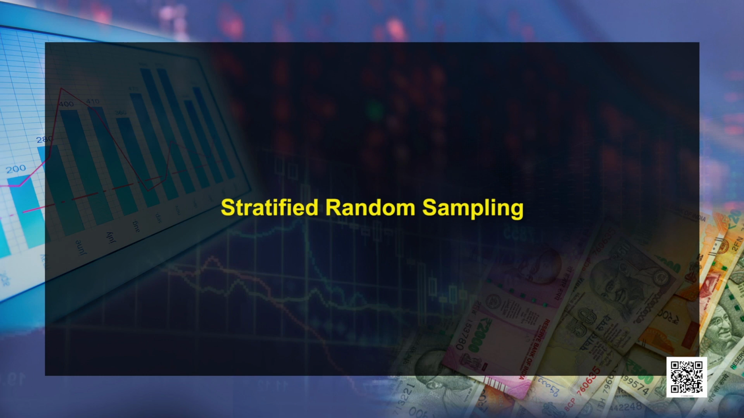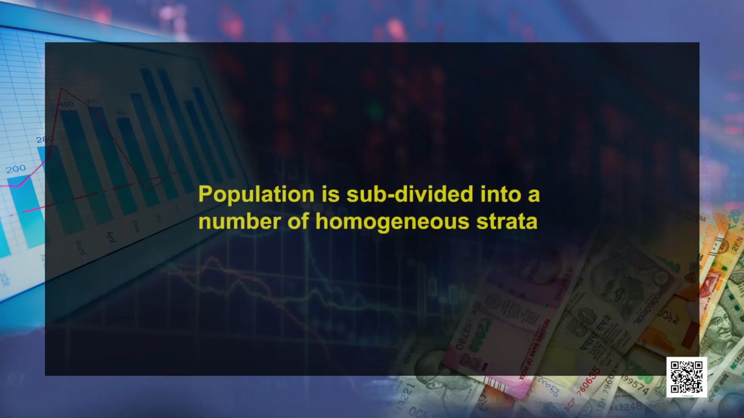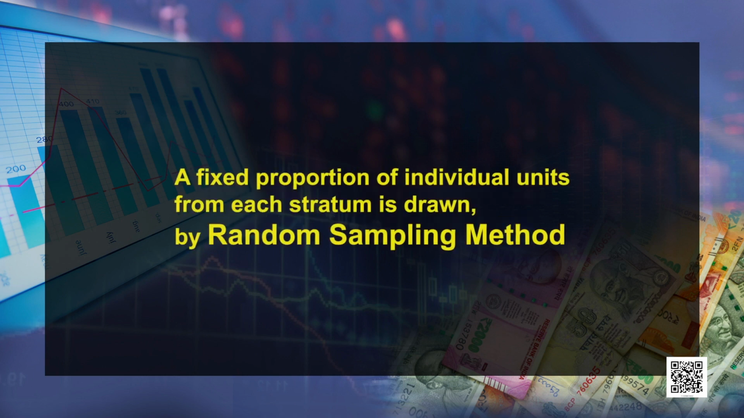The second method of drawing a random sample is through stratified random sampling. This method requires that we subdivide the whole population into a number of homogeneous strata and draw a fixed proportion, say 1% or 0.5%, etc., of individual units from each stratum by the random sampling method. This method is used when the population is not homogeneous with regard to the characteristic under investigation.